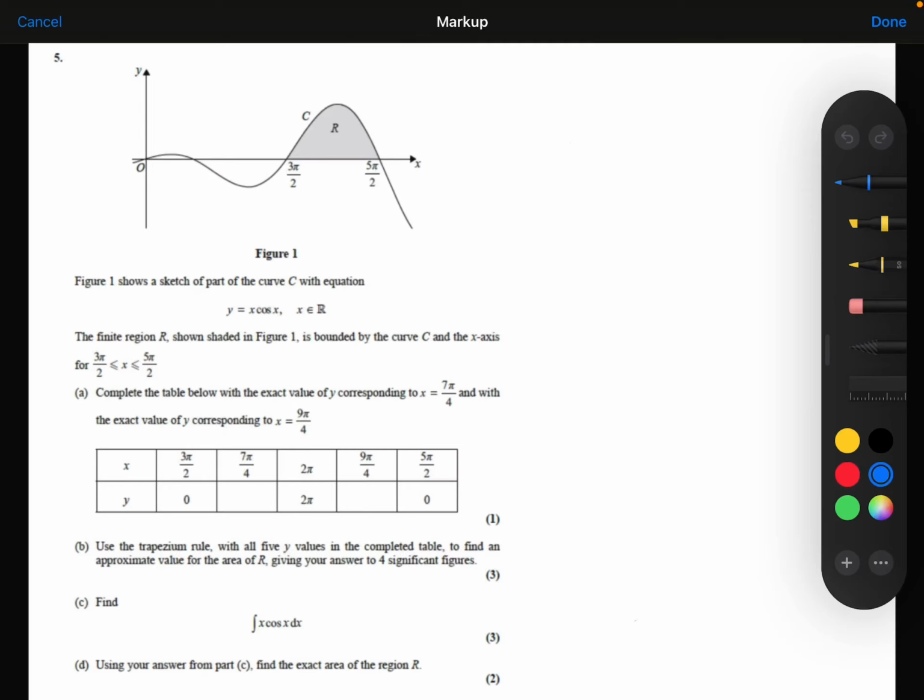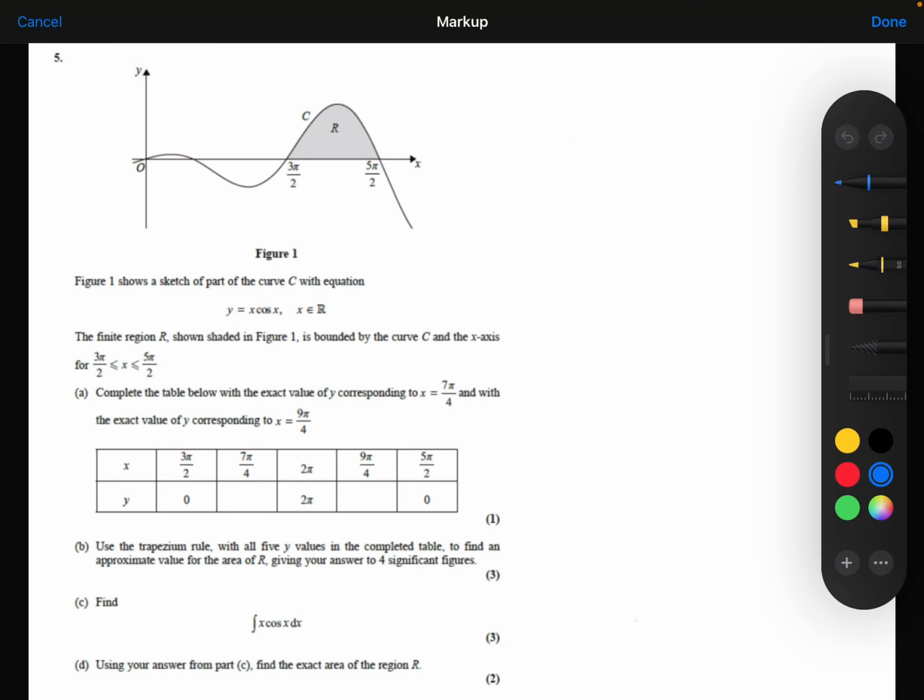Figure 1 shows a sketch of part of the curve C with the equation y equals x cos x. The finite region R, shown shaded in Figure 1, is bounded by the curve C and the x-axis for x between 3 pi over 2 and 5 pi over 2.